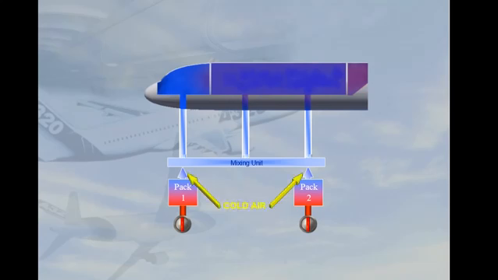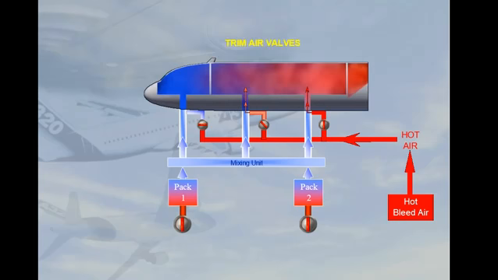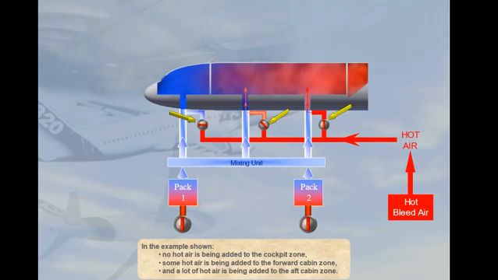Normally, cold air is delivered by the packs and is then sent to the three zones. Since the different areas of the aircraft may require different amounts of cooling or heating, hot bleed air can be added via trim air valves to obtain the demanded temperature for a zone. In the example shown, no hot air is being added to the cockpit zone. Some hot air is being added to the forward cabin zone, and a lot of hot air is being added to the aft cabin zone.